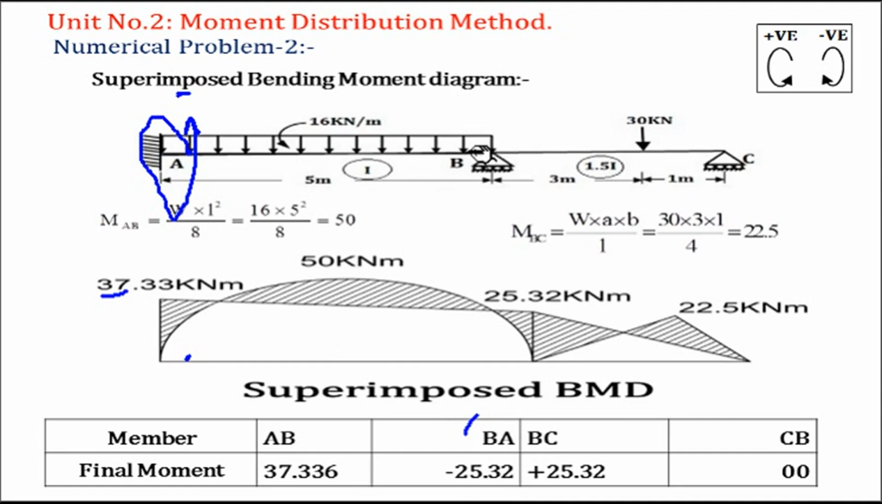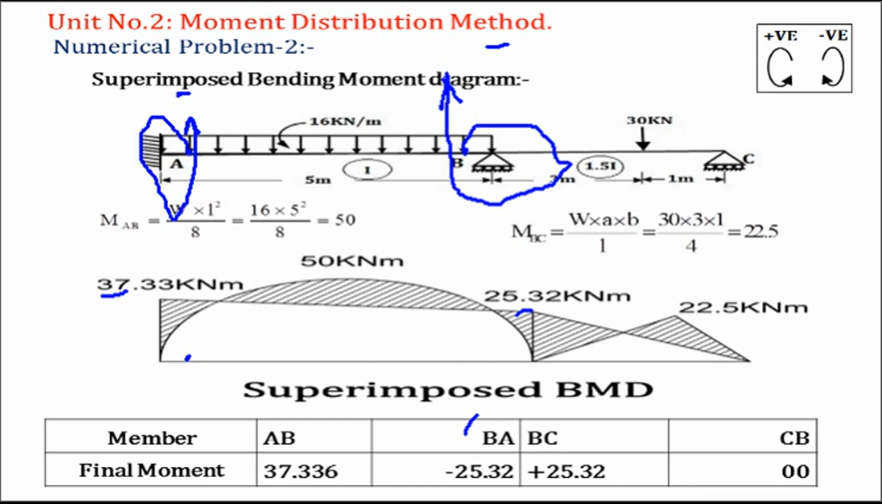Now next, the end moment for BA is minus 25.32. So negative sign. So put the pen near to B on the member and rotate in clockwise sense about the member, about the support. So it cuts the member and the arrow is cutting the member and coming up. So you show it up. So that's why minus 25.32 kilonewton meter is shown at up.